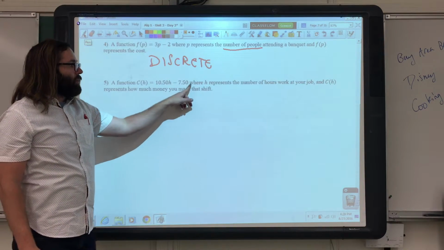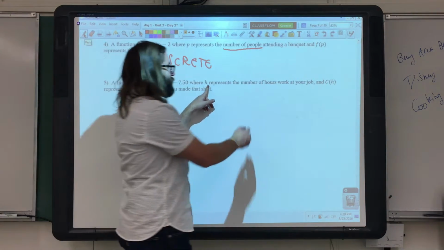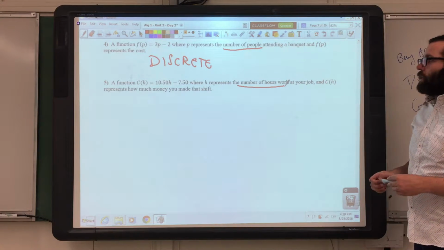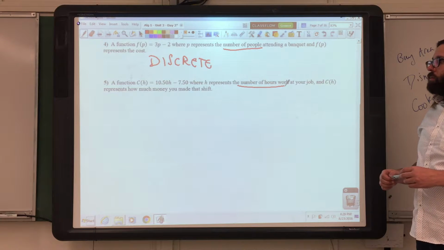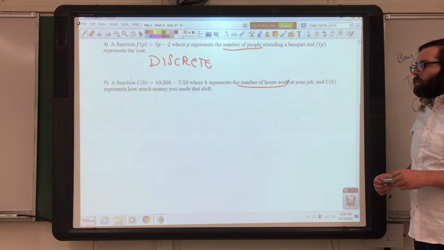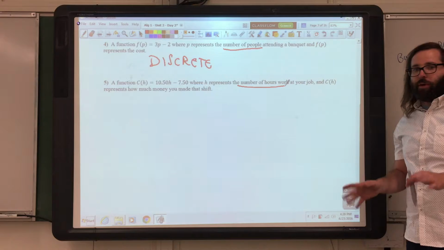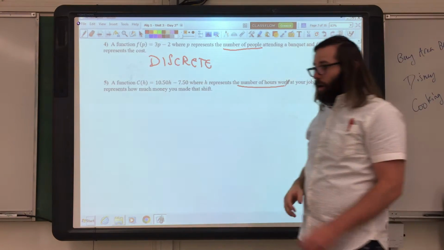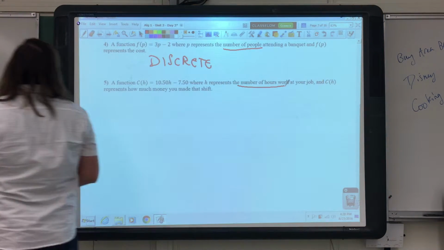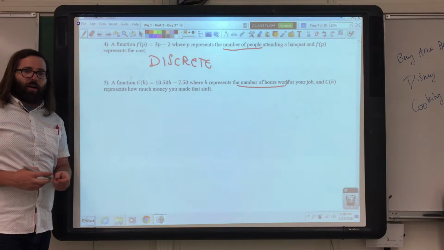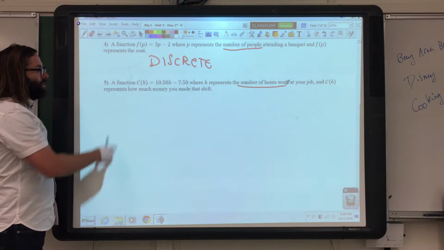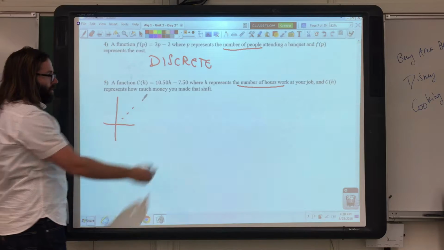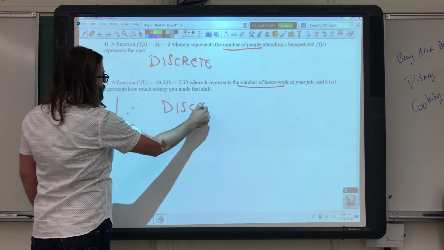There we go. This represents the number of hours worked at your job. Generally, you can't work 0.3 hours. You're only given credit for hours, maybe half hours. But you can't have 0.25 hours or 0.1 hours. So this is also going to give you something like this. And we know that this is a discrete function.